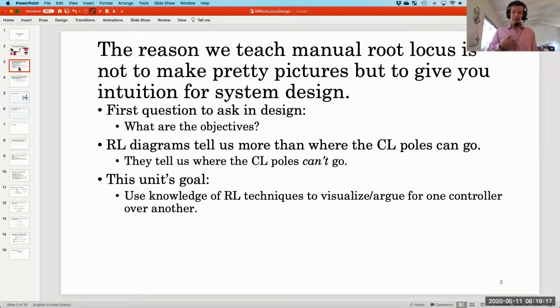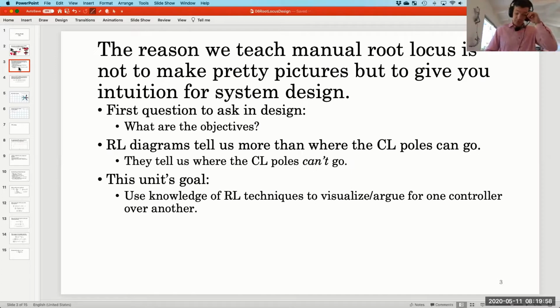And then the actual root locus diagram tells you where the closed loop poles can go. But I think that just as often, it's important that you know where they can't go. For example, if your objectives require you to put closed loop poles to the left of some vertical line, then the important information to glean from a root locus diagram is, do the root locus branches ever cross that line? Do they ever enter into the region that you need? And if the answer is no, then you need to modify the root locus diagram, or you need to modify your topology so that you can get your closed loop poles into that region.